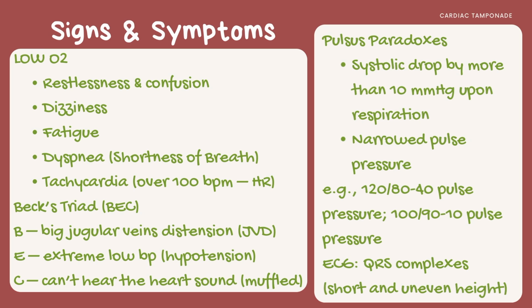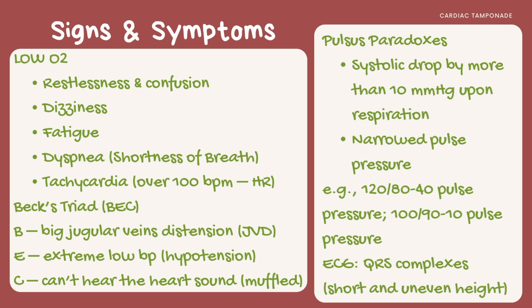As the heart gets squeezed, there is a condition called Beck's triad, which is the classical signs and symptoms of cardiac tamponade. The very first one is the B, meaning big jugular vein distension or JVD. Next is the E, extreme low blood pressure or hypotension, and lastly, you can't hear the heart sounds because they are muffled by all the fluid around the heart.